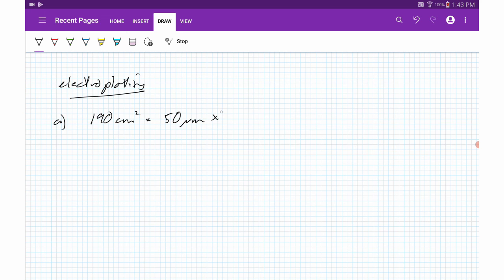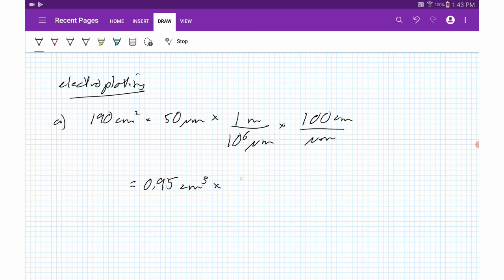But we need to convert that to centimeters, and I don't know the direct conversion from micrometers to centimeters, so I'm just going to go: 1 meter is 10 to the 6th micrometers, and there are 100 centimeters in a meter. If you know the direct conversion, all the more power to you. I'm not concerned. I can go through two steps where I know the value. This is 0.95 centimeters cubed.